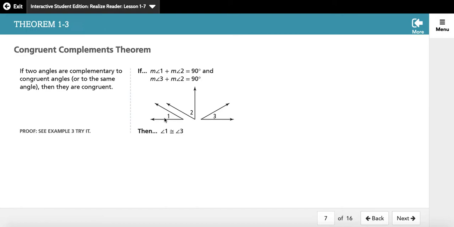We can do this also with the complements. If two angles are complementary to the same angle, or congruent angles, then they're congruent. So we have the measure of angle 1 plus the measure of angle 2 is 90, the measure of angle 2 and the measure of angle 3 is 90. Angle 1 and angle 3 must be congruent.